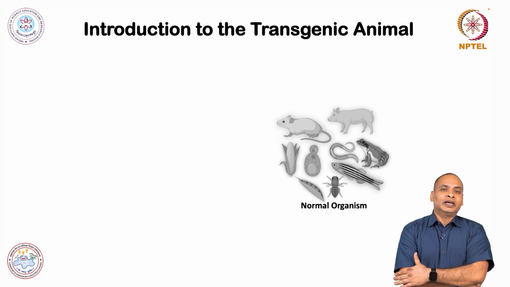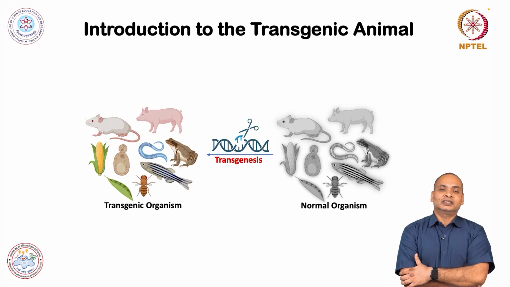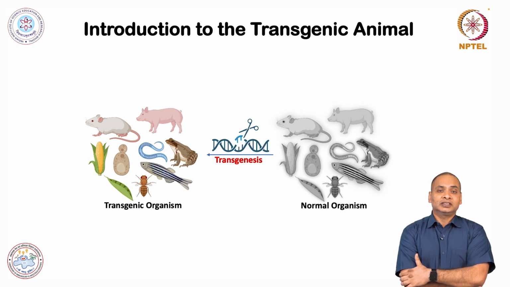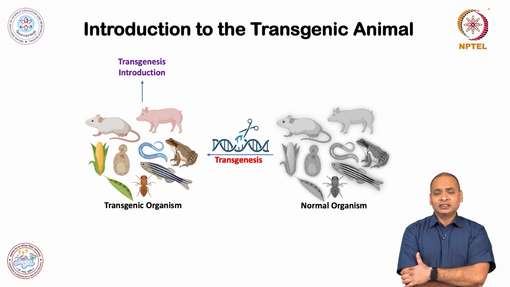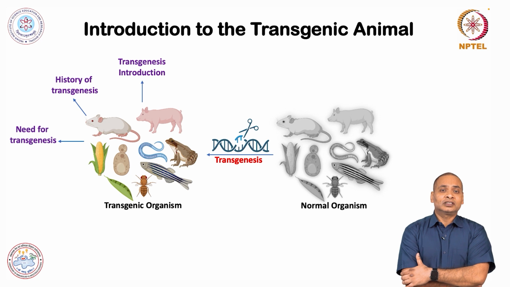So, when we do some genetic manipulation in a normal animal, this condition we call a transgenic, or those organisms we can call transgenic organisms. So, I will introduce transgenesis. I will also talk about the history of transgenesis. I will talk about the need for transgenesis, why transgenesis is needed.